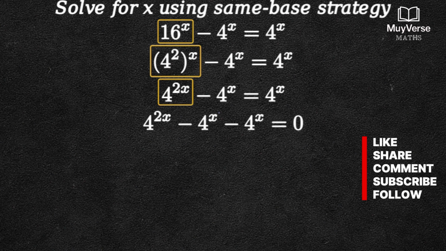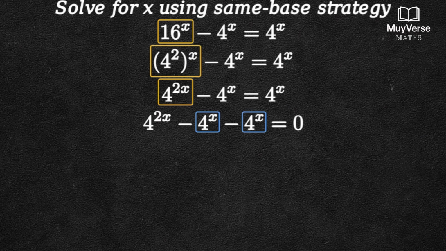Step 2. Collect like terms. Move the right hand 4 to the x to the left. That gives 4 to the 2x minus 4 to the x minus another 4 to the x equals 0. Combine the two like terms.